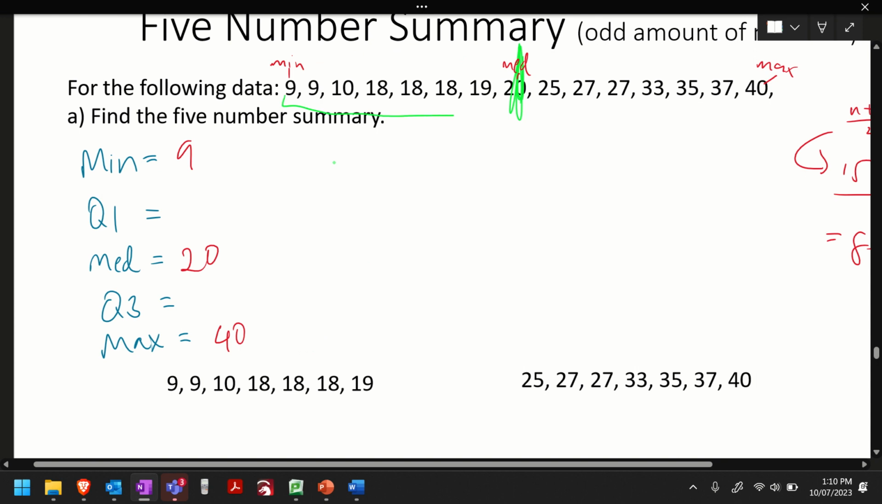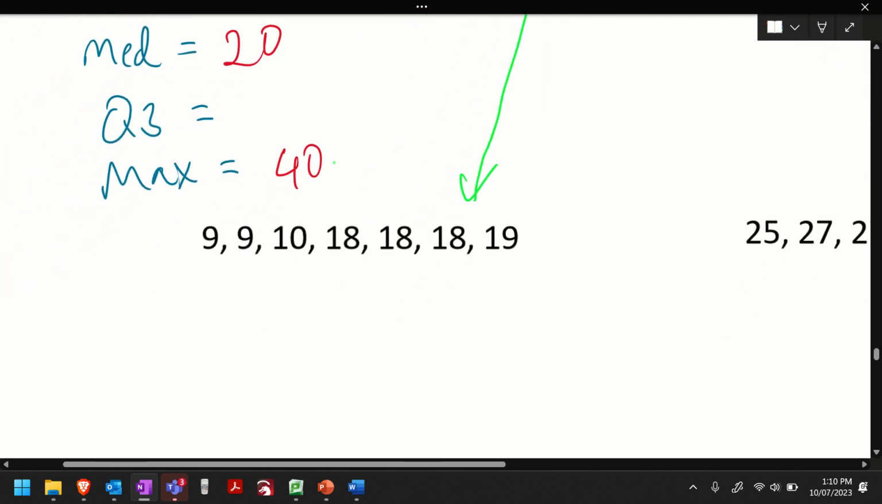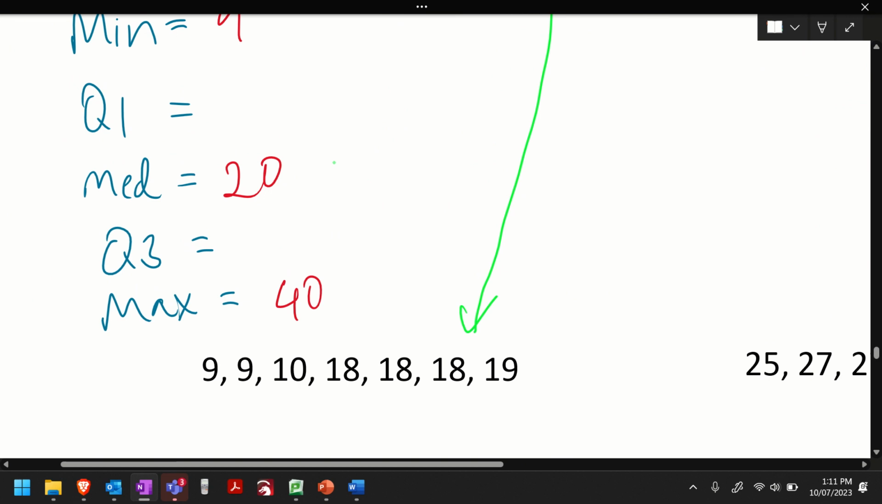Shh. So once I've split my data in half, don't include the median. There's my lower half. What's the middle number in the lower half, guys? 18. So my Q1 right there is 18.